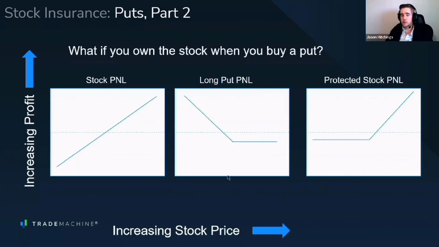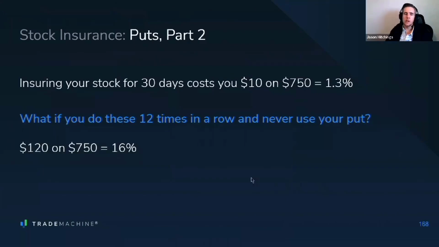When the market's volatile, it's going to be an expensive time to buy that option, but still, it could be better than selling your stock at a big loss. So having that insurance for 30 days cost you $10 on a $750 position. So that's 1 1/3%. So that doesn't seem bad.